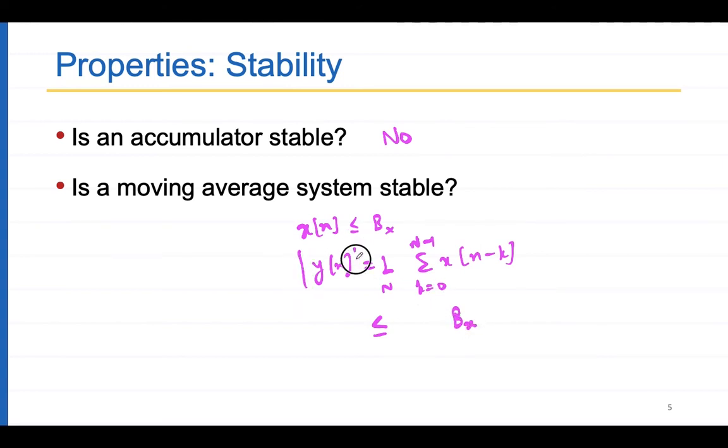You should take this thing, and the summation. This is always less than or equal to 1 upon capital N times Bx. So which means my y of n is also bounded by Bx. So yes, this is a stable system.